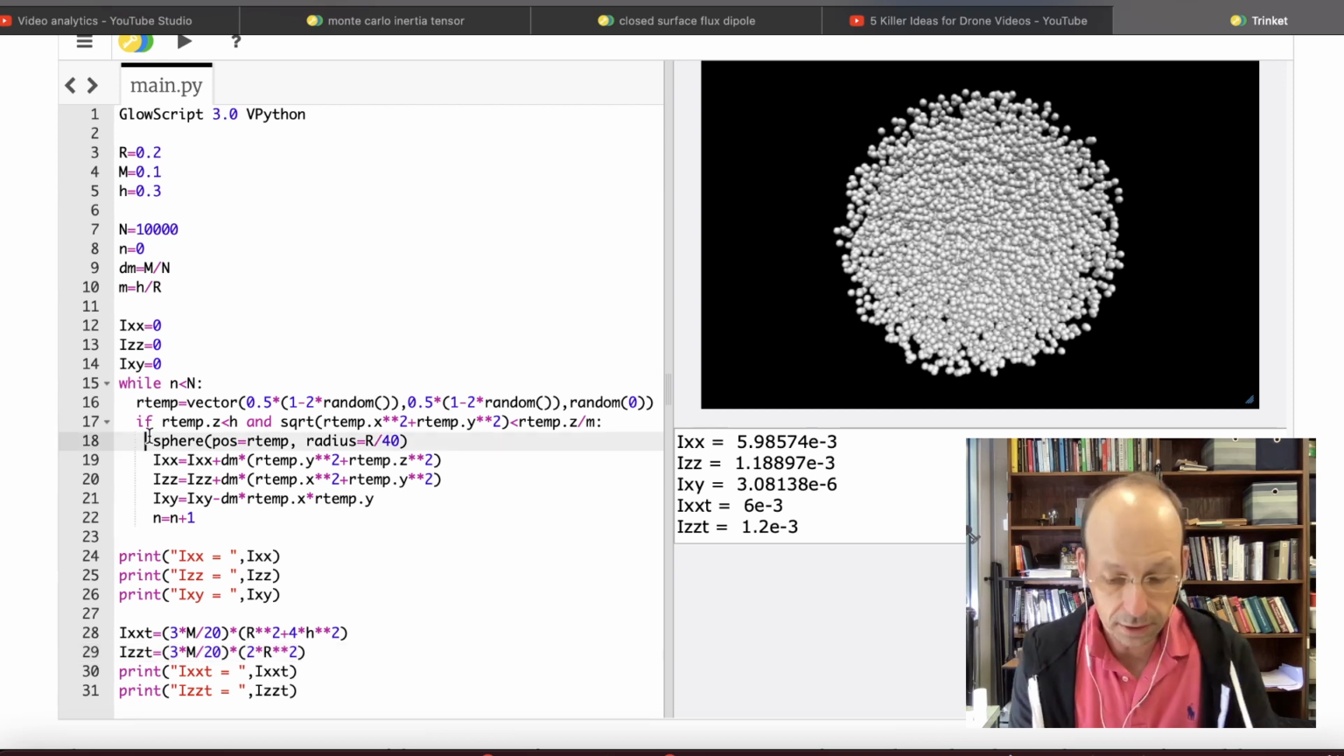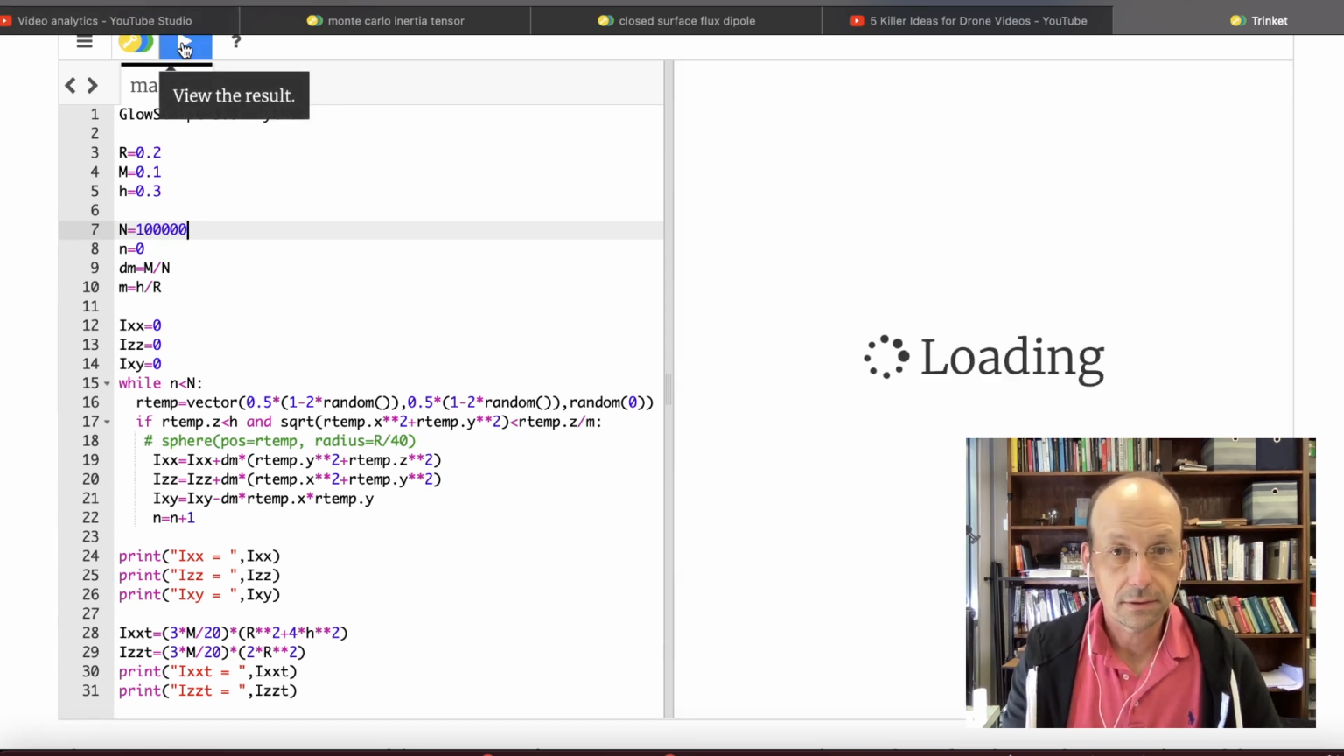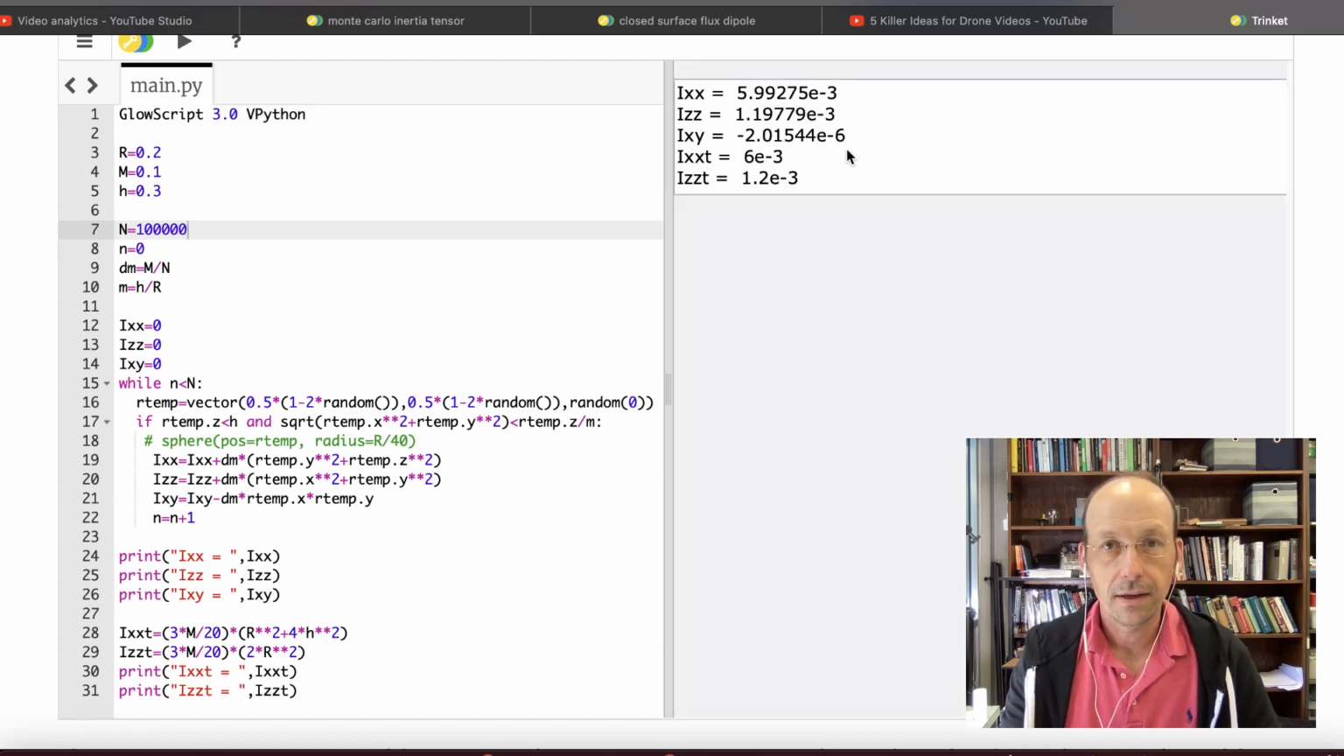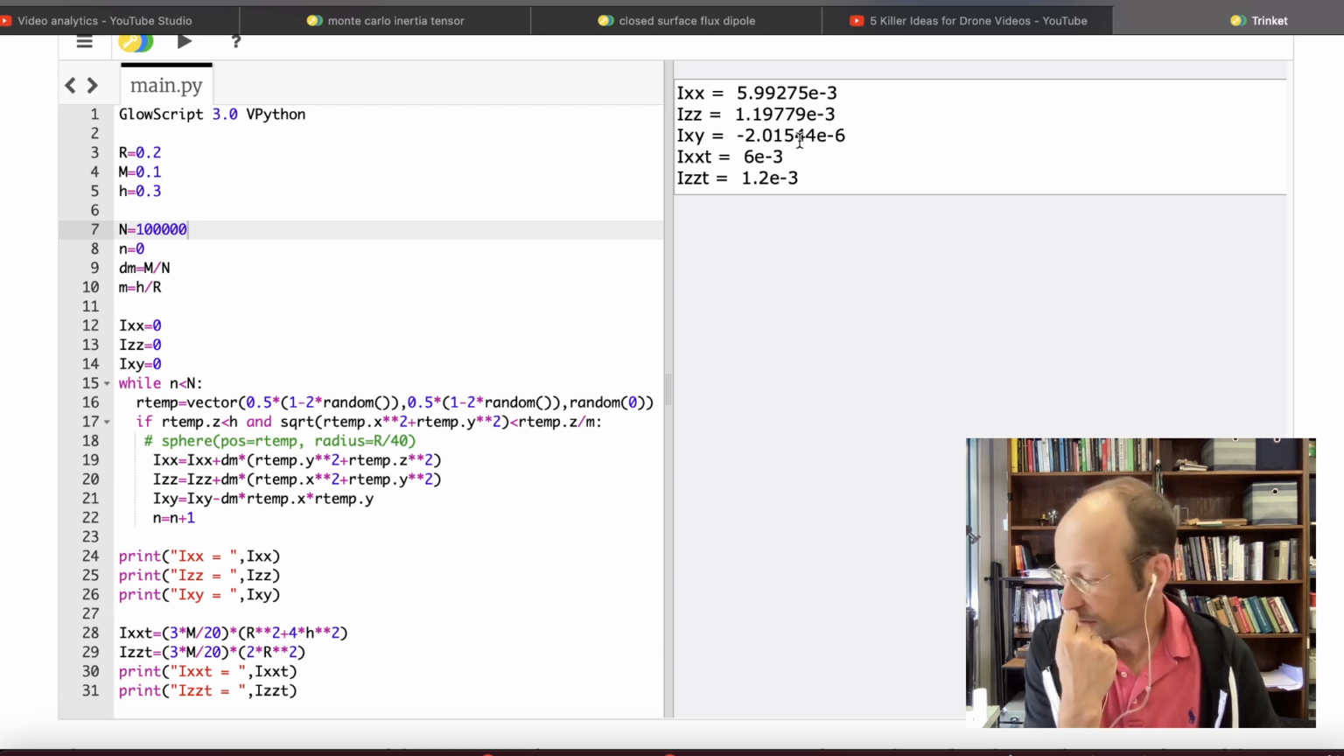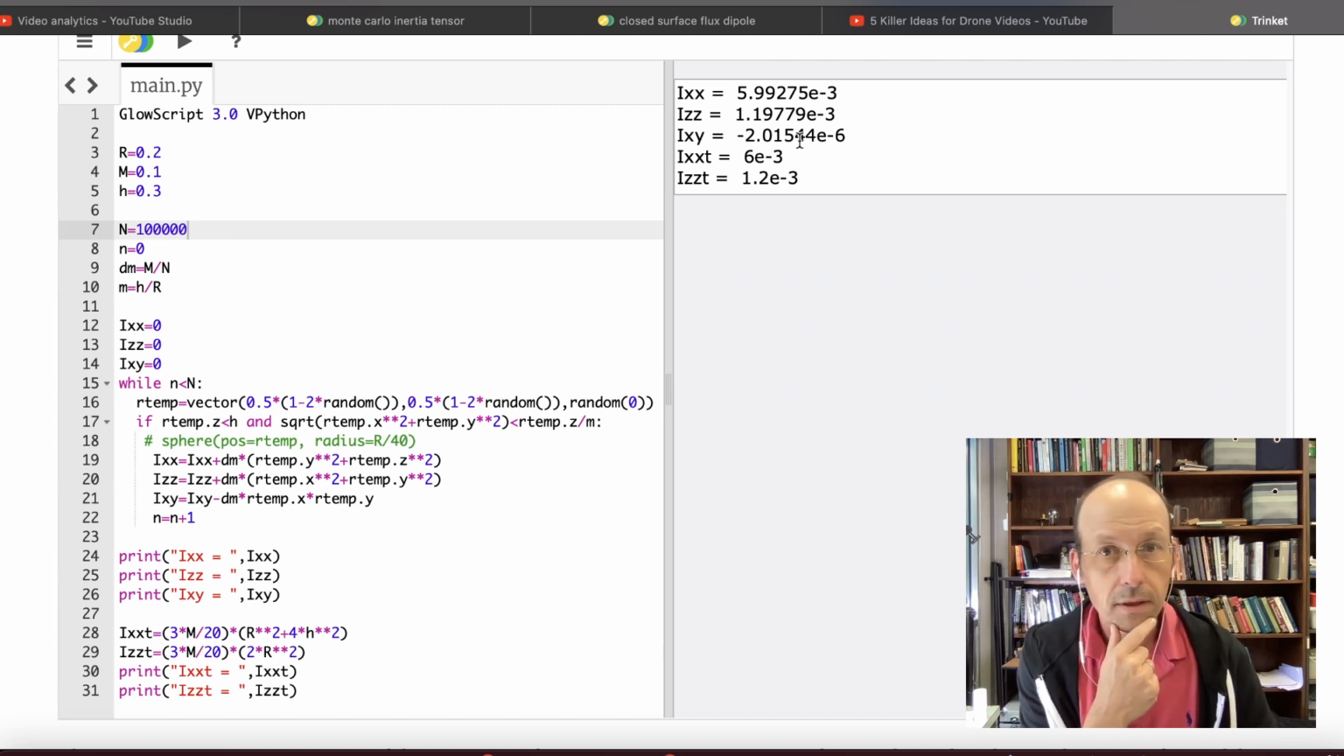We can do this. Watch this. If I turn off the sphere thing and then increase the number here, it will run a lot faster. I think. I could be wrong. I did it. Okay, so again, Ixy, I thought it was supposed to be 0. Well, it's still pretty small. And those are the ones that agree very well.